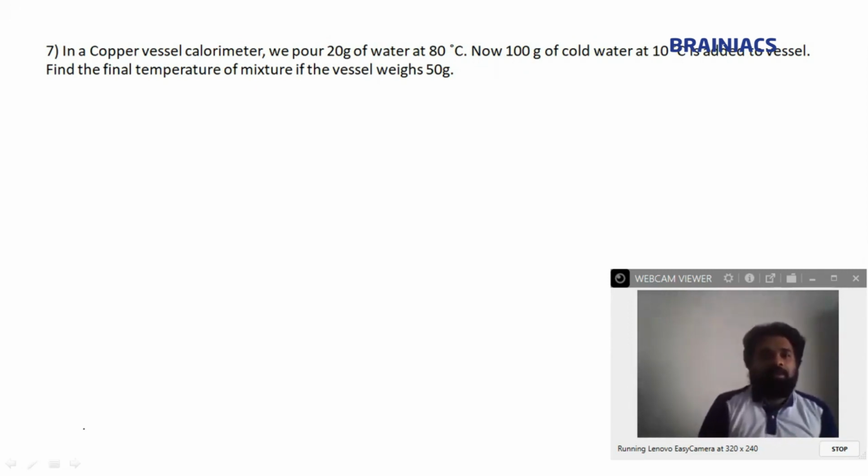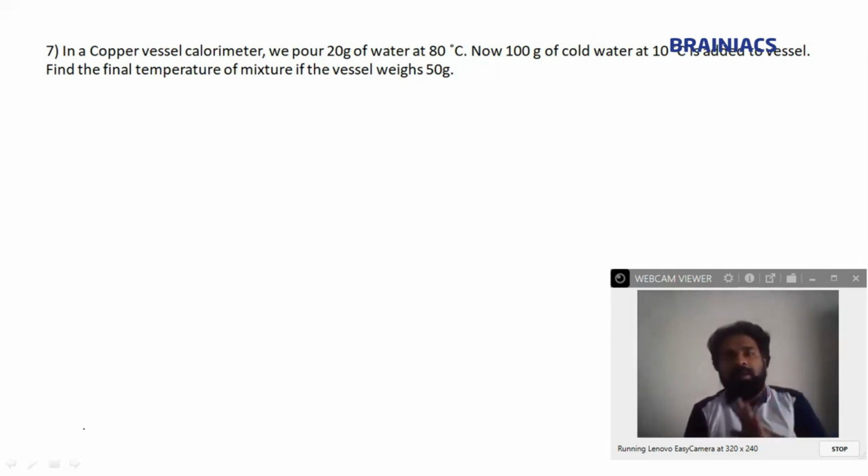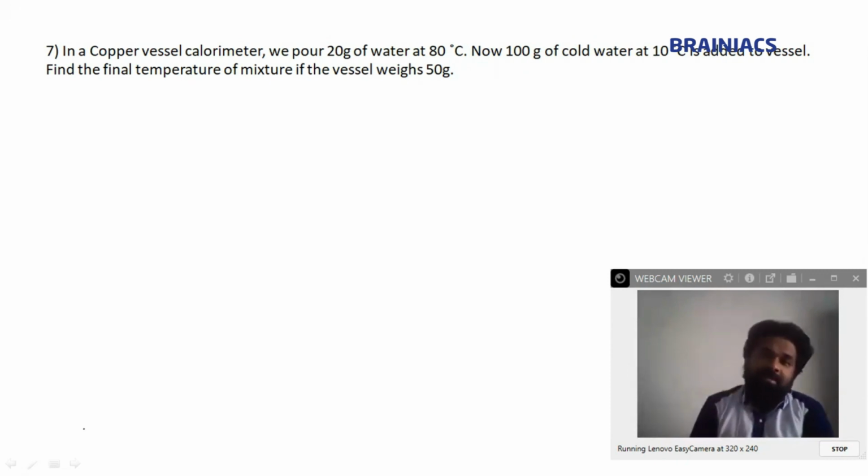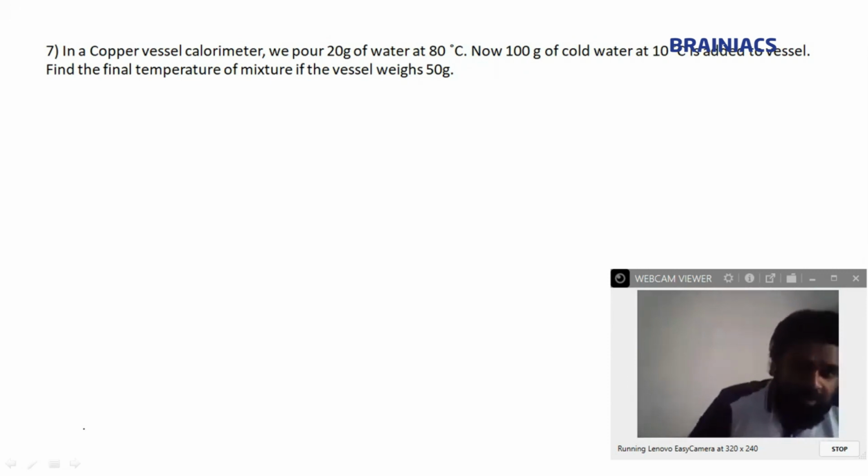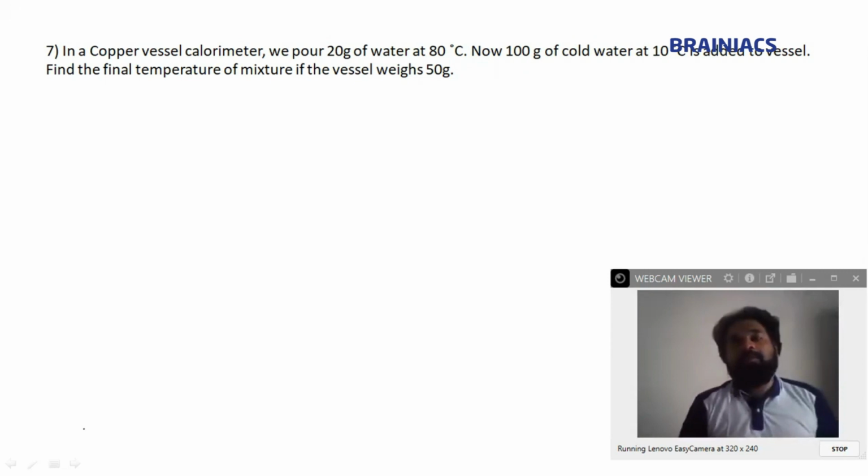Okay, so the thing is, in a copper calorimeter, we pour 20 gram of water at 80 degrees Celsius. So that is hot water. Now 100 gram of cold water at 10 degrees Celsius is added to the vessel. Cold water is added. Find the final temperature of the mixture if the vessel weighs 50 gram. So here the weight of the vessel is given, but the temperature of the vessel is not given.